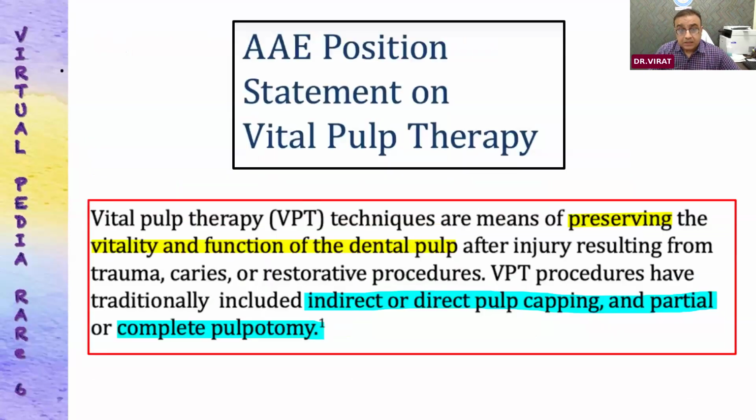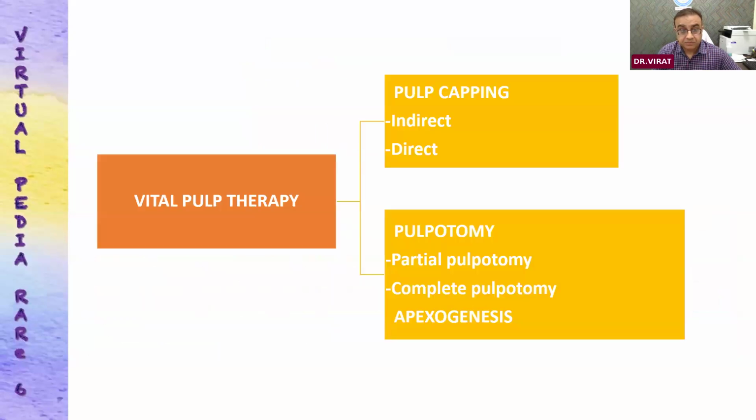As per the American Association of Endodontists, vital pulp therapy techniques are means of preserving the vitality and function of dental pulp after injury resulting from trauma, caries, or restorative procedures. VPT procedures have traditionally included indirect or direct pulp capping and partial or complete pulpotomy. So the vital pulp therapy will be covered as pulp capping and pulpotomy procedures.